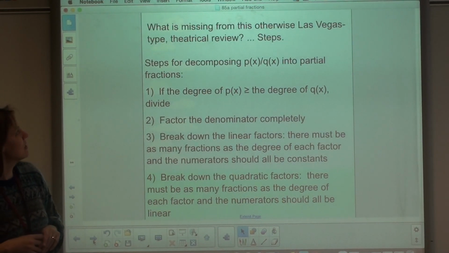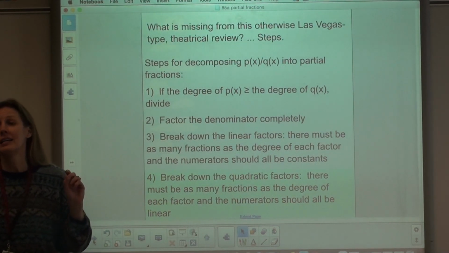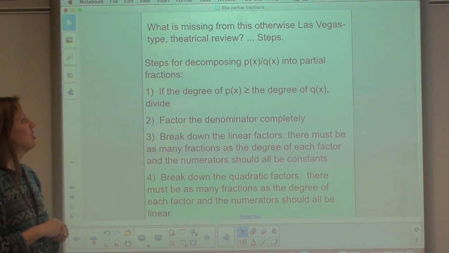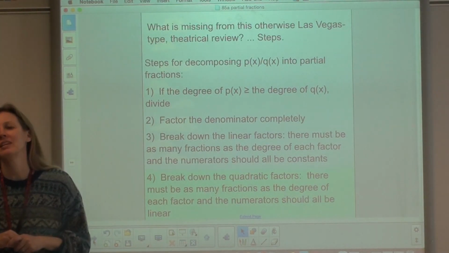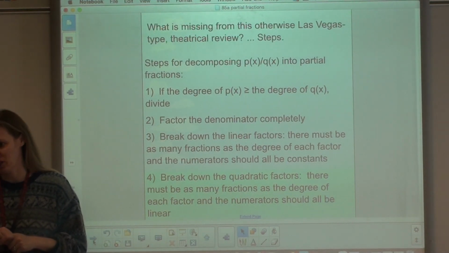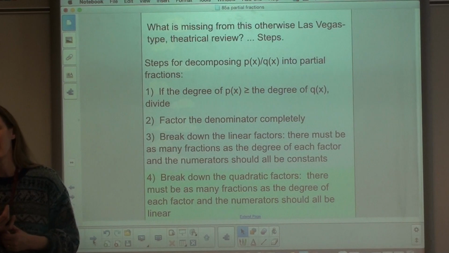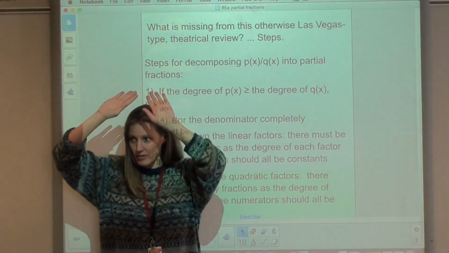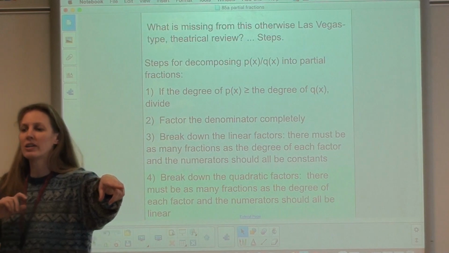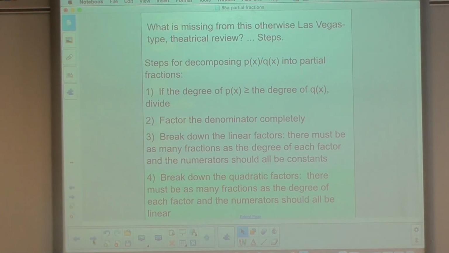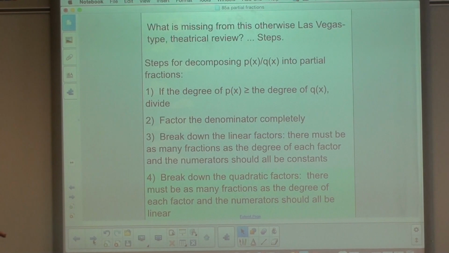What are we missing? Steps. Steps for decomposing P of x over Q of x into partial fractions. The first step is to make sure that the degree of the denominator is bigger. If the numerator is bigger, what do we do? Long division. You do your long division first, then you'll be left with something where the degree of the denominator is bigger, and then you can apply partial fractions.